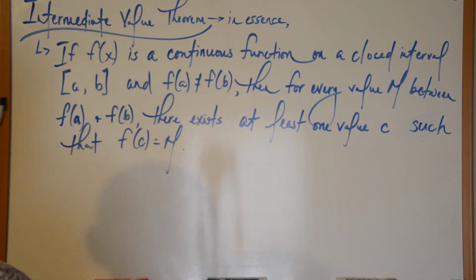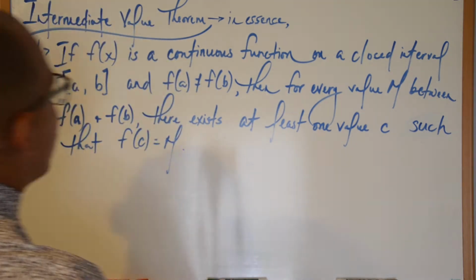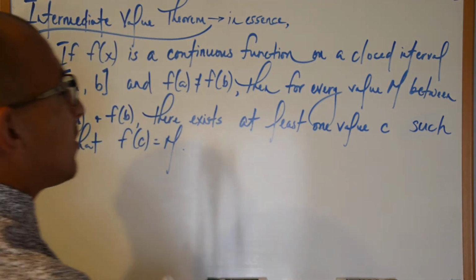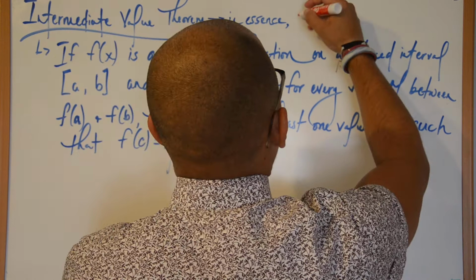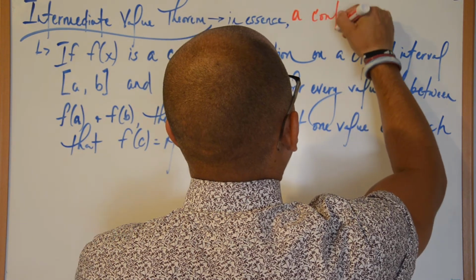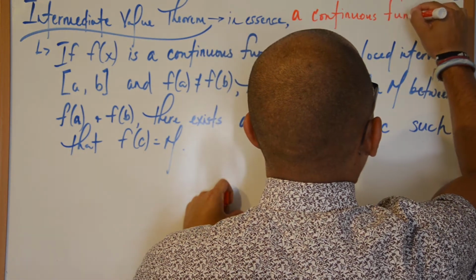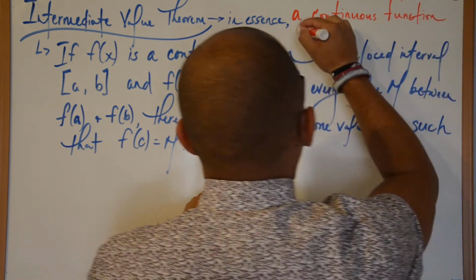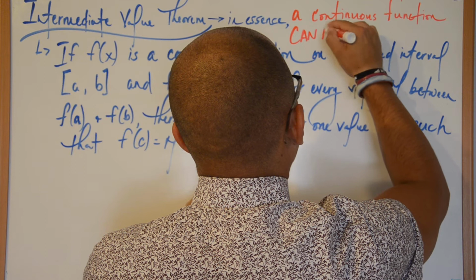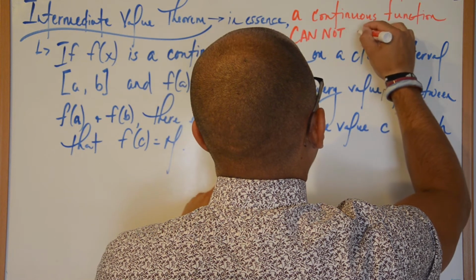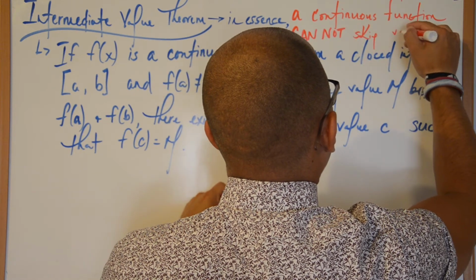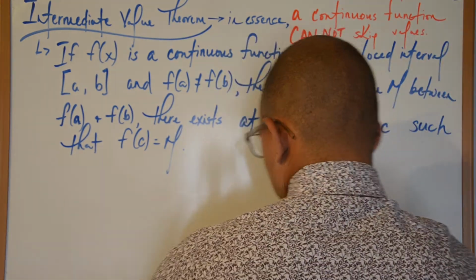Now, in essence, what does this 3.5 lines of text say? It says a continuous function cannot skip x.